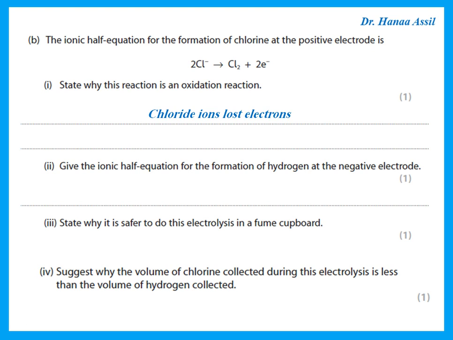Give the ionic half equation for the formation of hydrogen at the negative electrode. Remember, hydrogen, I have in the solution, I have H+. So H+ takes electrons or gains electrons and becomes hydrogen gas, and do not forget to balance.